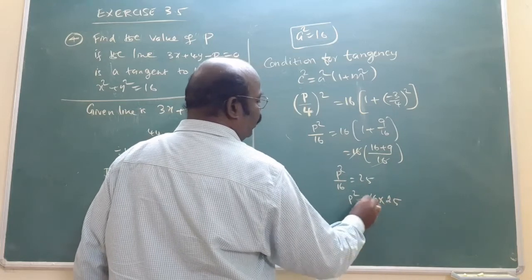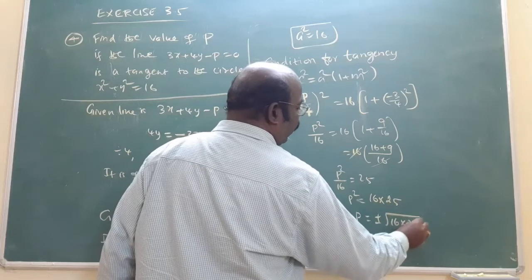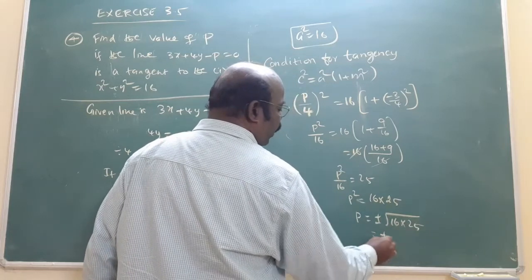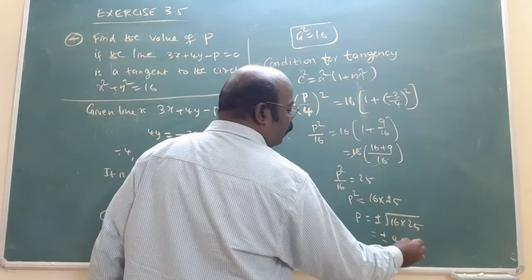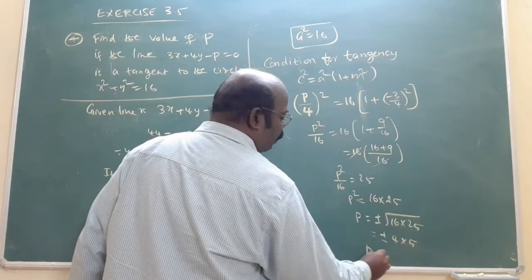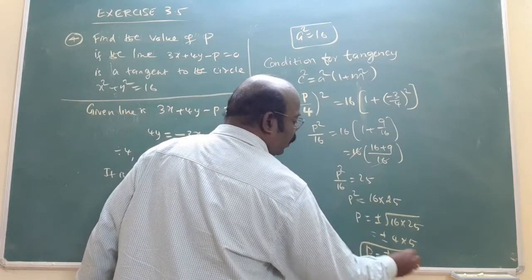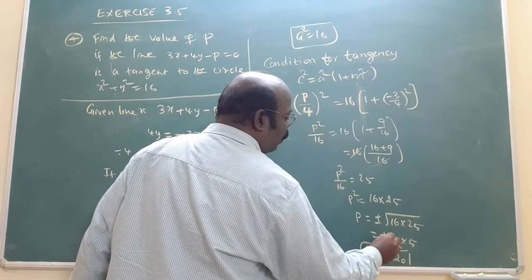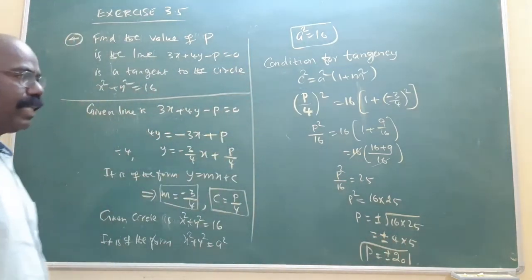Am I right? We want p, no? P equal to plus or minus root of 16 into 25. Plus or minus root of 16 is 4, into root of 25 is 5. Now multiply: p equal to plus or minus 20. Important question. Only by using the formula and then simplification we get the answer.